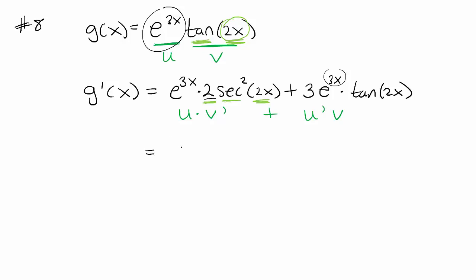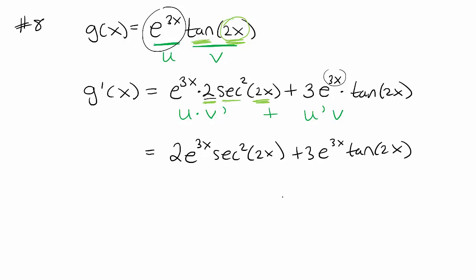Just going to write this a little nicer. All right, 2 e to the 3x secant squared 2x plus 3 e to the 3x tangent 2x. And that's fine. You can leave it like that. If you wanted to factor out the exponential function, you can, but I'm just going to leave it as it is. So that's number 8.